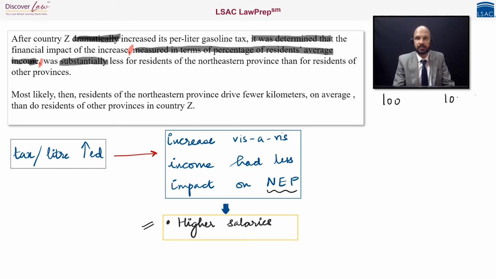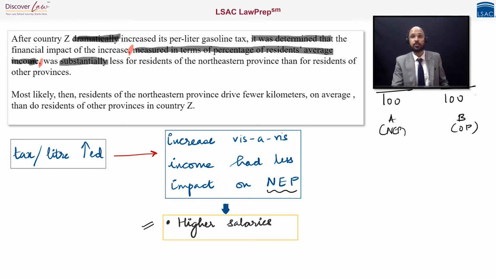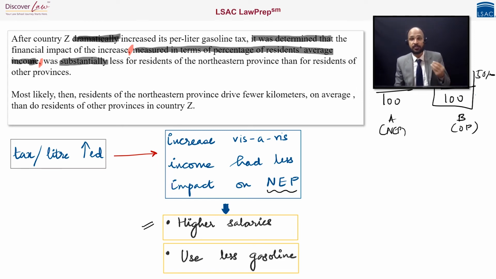100 rupees. There are two people, A and B. Or in this case, two provinces, the NEP and another. Let's say the first person uses only 1 liter of gasoline, so that's 10 rupees. Someone else uses 5 liters. So you can see the financial impact is 50%, here it's 10%, which means that if a person uses less gasoline, then that also results in a lesser financial impact.